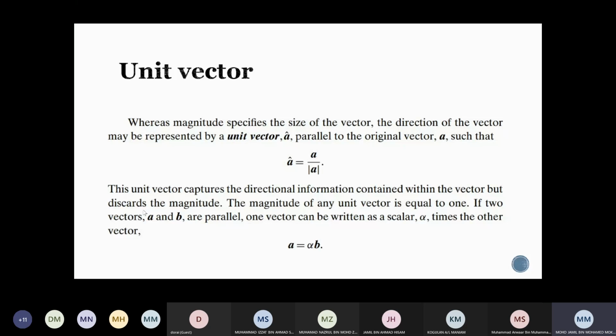So sometimes kita nak tahu, we want to know the direction of a vector, but we don't want to know the magnitude. Okay, so we can find the unit vector.